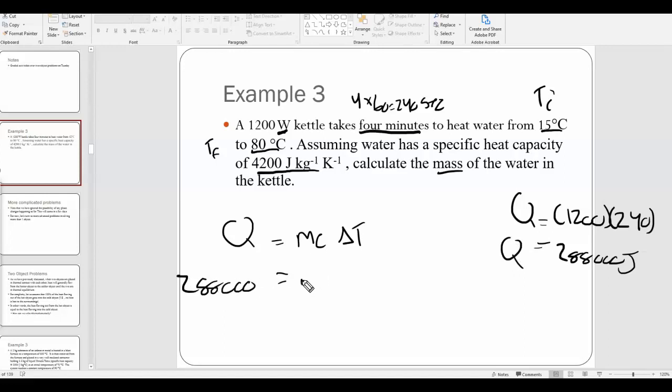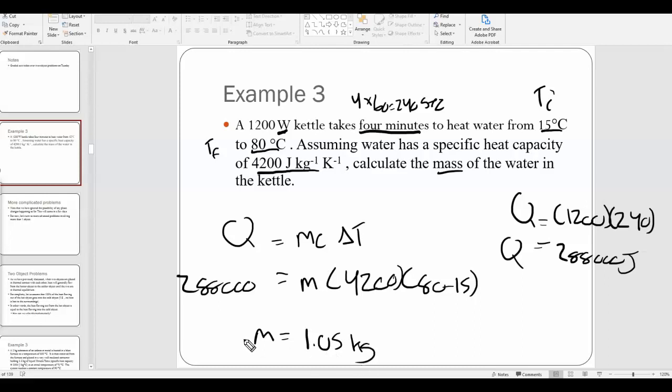And then from here, it's a simple calculation because we're looking for m. We have 4200, and then delta T is going to be final minus initial. That's going to be 80 minus 15. And so I can just do some basic math at this point. Okay, so I divide by 4200, I divide by 65, and I get 1.05 kilograms of water. Okay, and so that is it for example 3. Pause it there if you need to look at that some more.